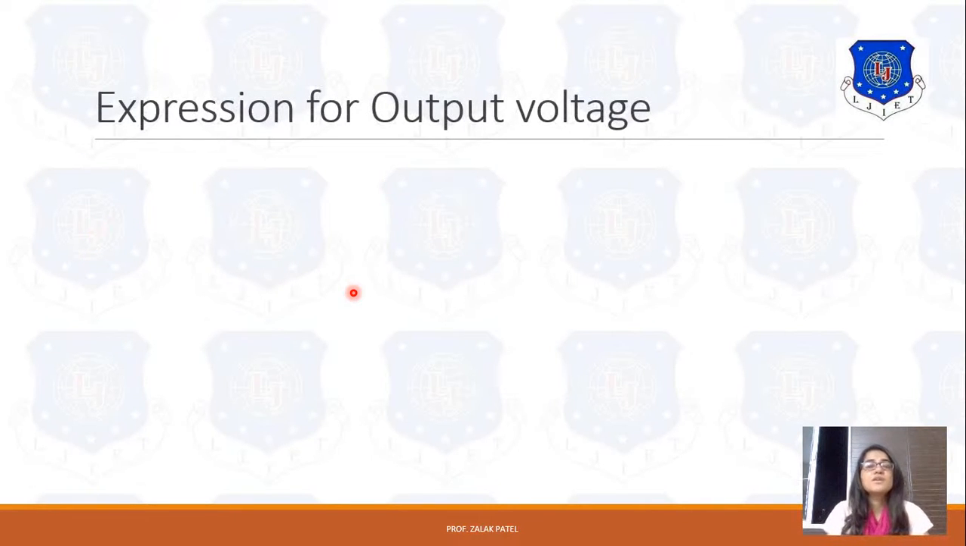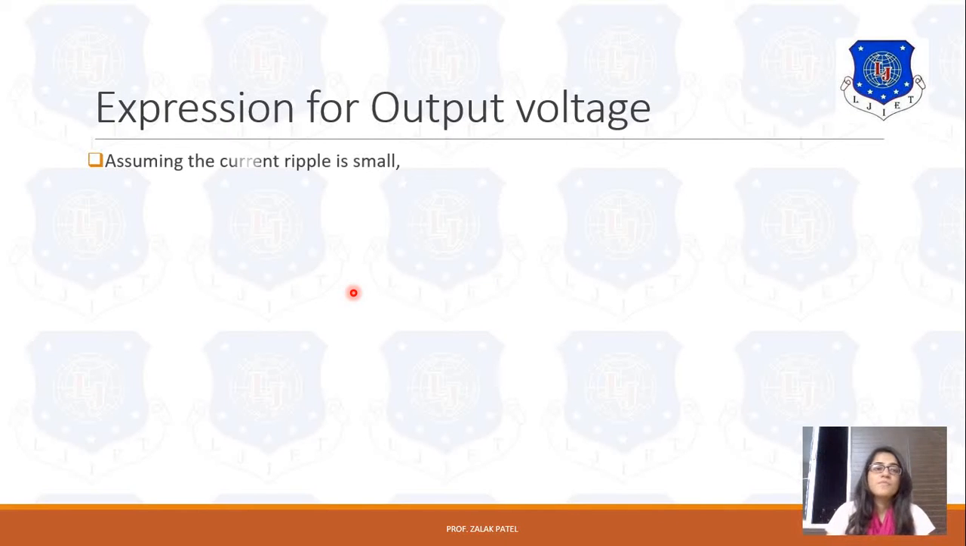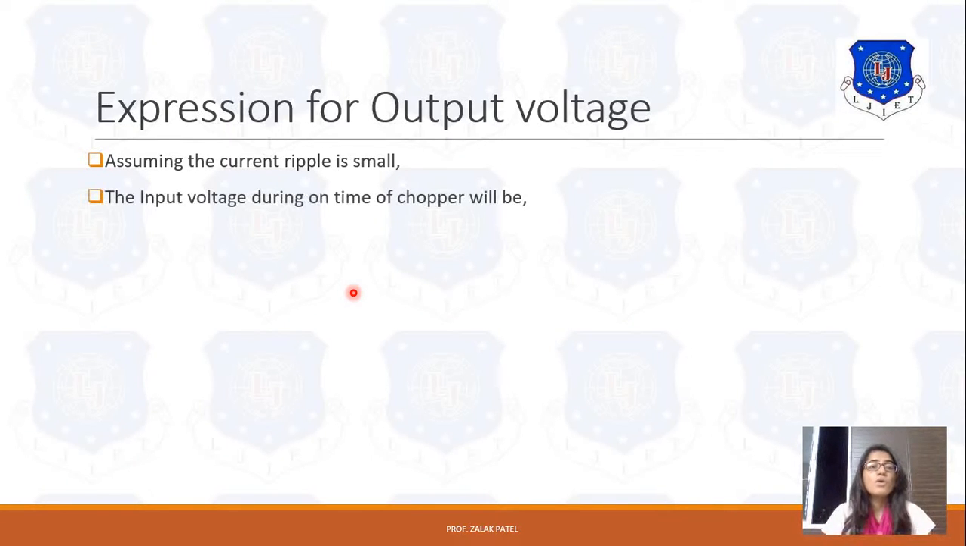So now let's consider the expression of the output voltage. We assume the current ripple is small, because the ripple factor should be as minimum as possible, so for this expression we consider that the ripple factor is very small. Here we take two cases, input energy and output energy, and we consider that the step up chopper is lossless, and then we compare the input with the output.